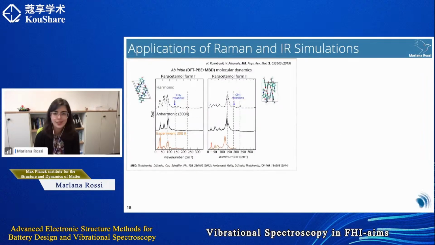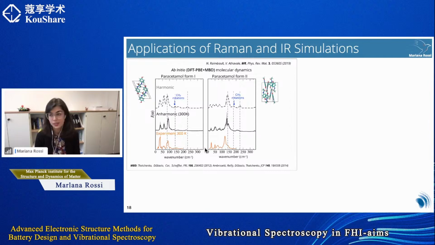And then I'll take the last 3 minutes basically to show, if you get all of this data from FHI-aims, what you can do or what you can discover with that. In this case, I'm showing a publication from my group from 2019 where we looked at molecular crystals. And you see here we calculated Raman spectra for 2 polymorphs of paracetamol crystals. And this is the low frequency range.